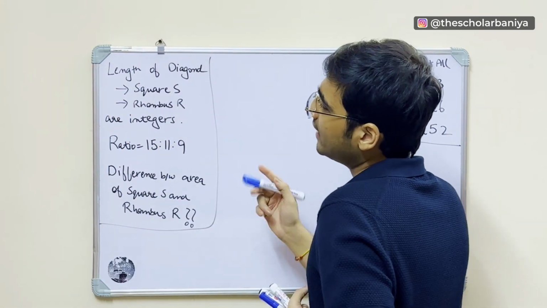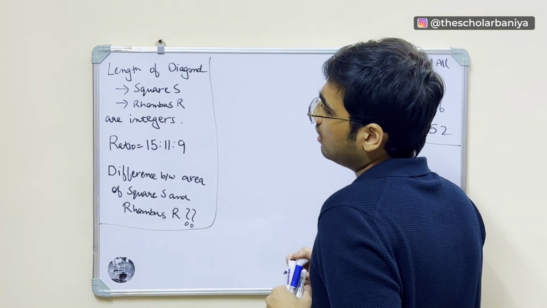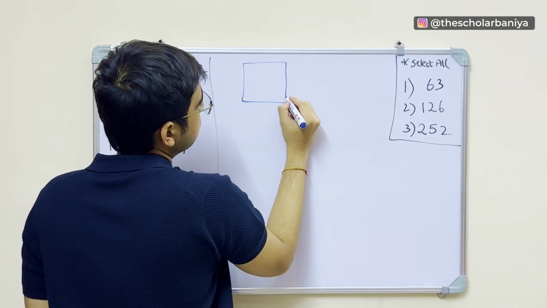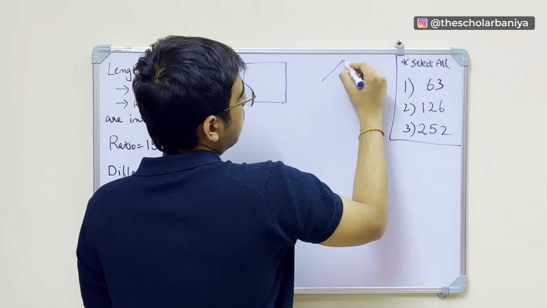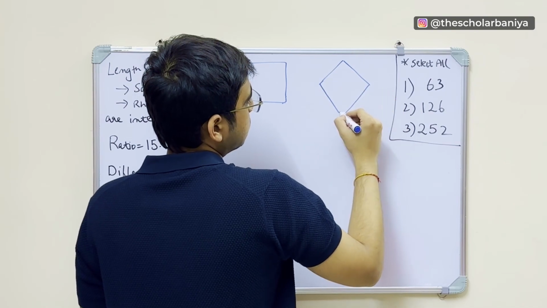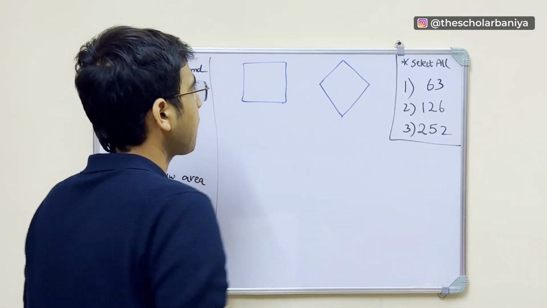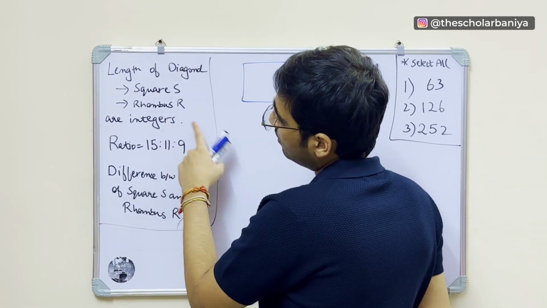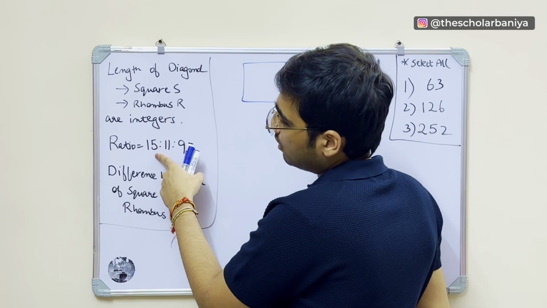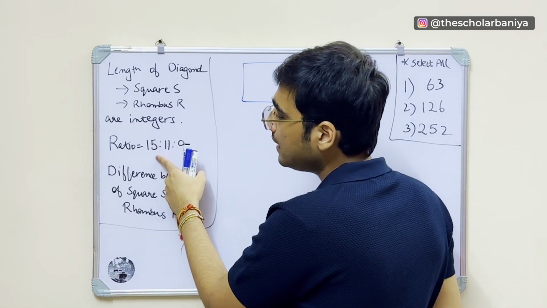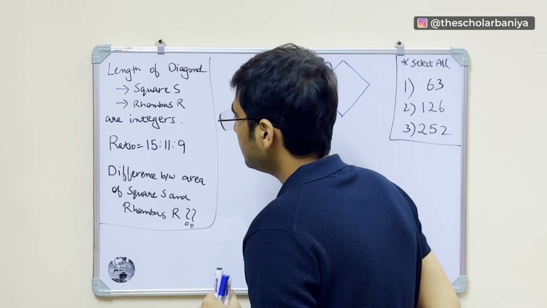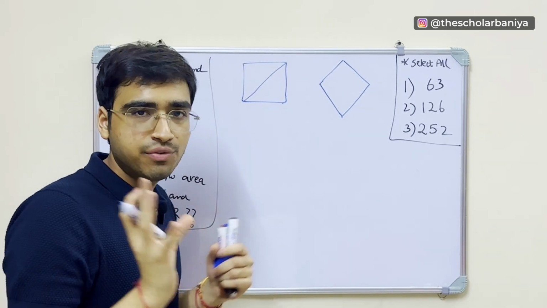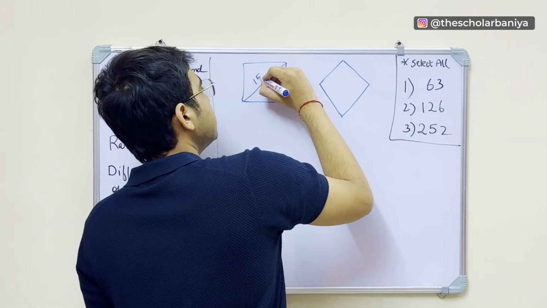Okay. So tell me one thing, that there is a square S, right? There is a square S. Okay. And there is a rhombus R. Let's assume this. Now we are given that the ratio of the diagonals is 15 is to 11 is to 9. That means, for example, the length of the diagonal of the square, let's assume, is 15x, right? So this becomes 15x.